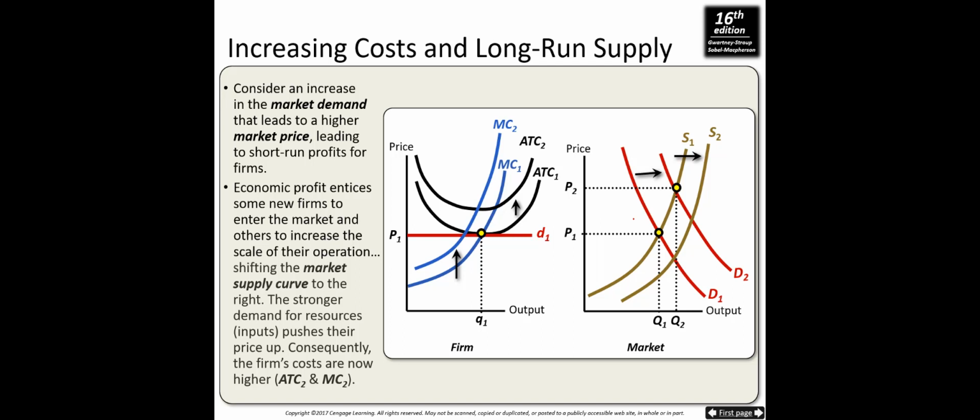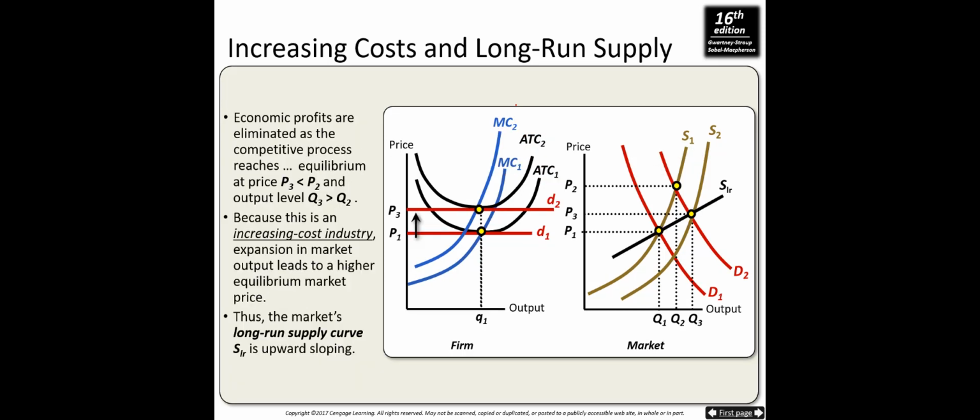Consider an increase in the market demand that leads to a higher market price, leading to short-run profits for firms. Economic profit entices some new firms to enter the market and others to increase the scale of the operation, shifting the market supply curve from S1 to S2. The stronger demand for resource inputs pushes the price up. Consequently, the firm's cost is now higher. Instead of ATC1, now ATC2. Instead of MC1, it's MC2.